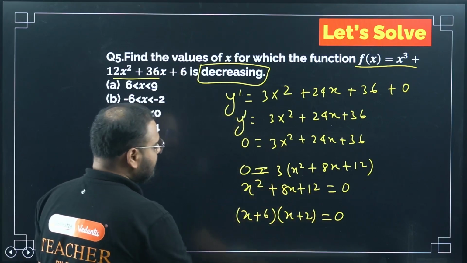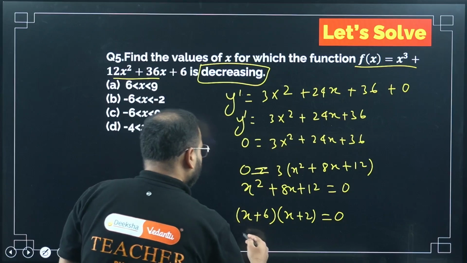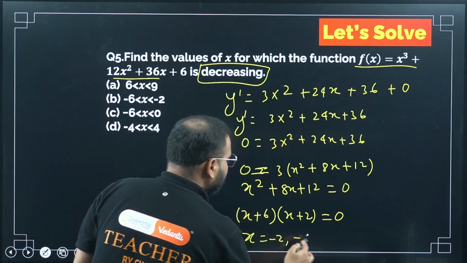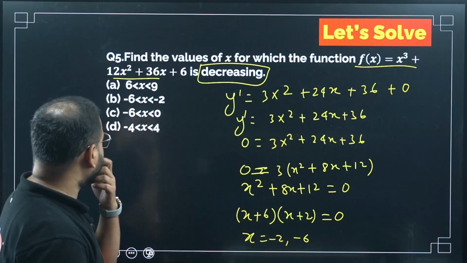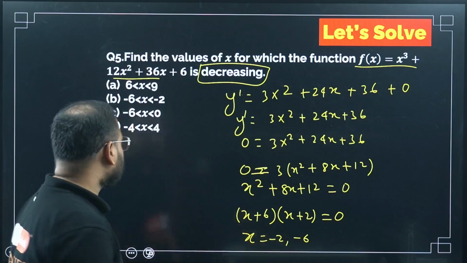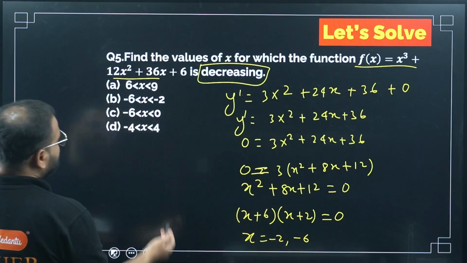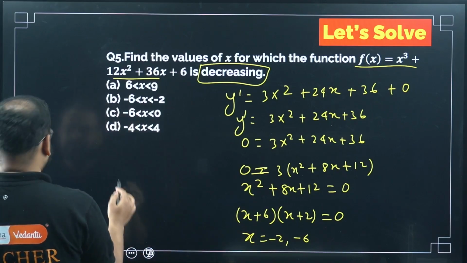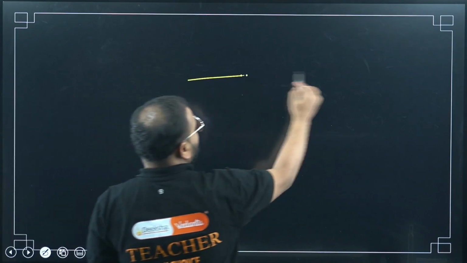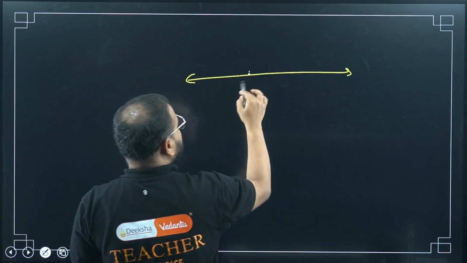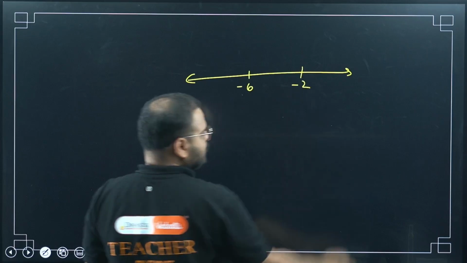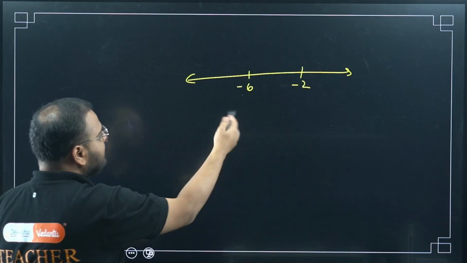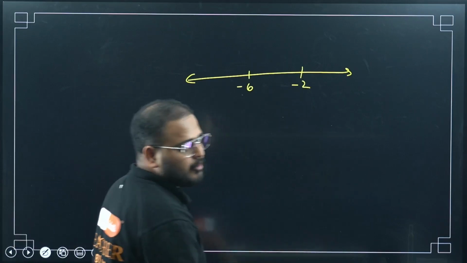Okay. So what are the critical points now? Critical points are -2 and -6, correct? What is the next step? Please check the next step. I'll draw a number line. -6 will come first, -2 will go here, okay? So check a number on the right of this -2.